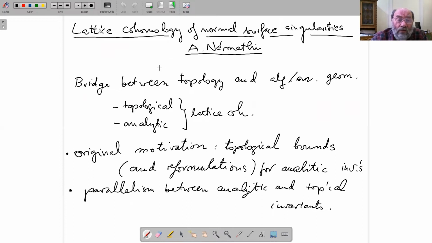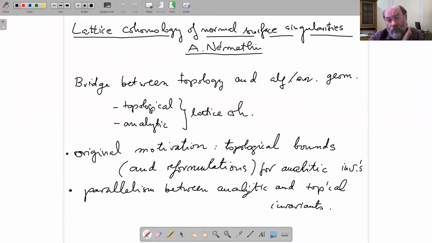This lattice cohomology is somehow the motivation and also how it started, and how I will present it for the surface case. It's a bridge between low dimensional topology and algebraic or analytic geometry. So the analytic invariants of isolated singularities and topological invariants of isolated singularities will be connected, and somehow we define new cohomology theories.